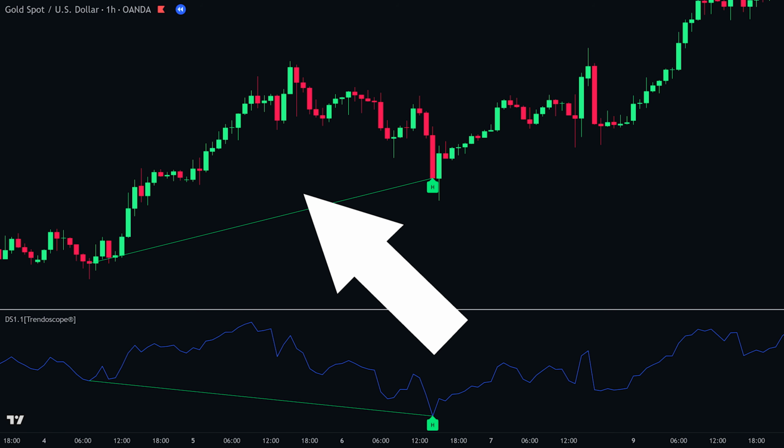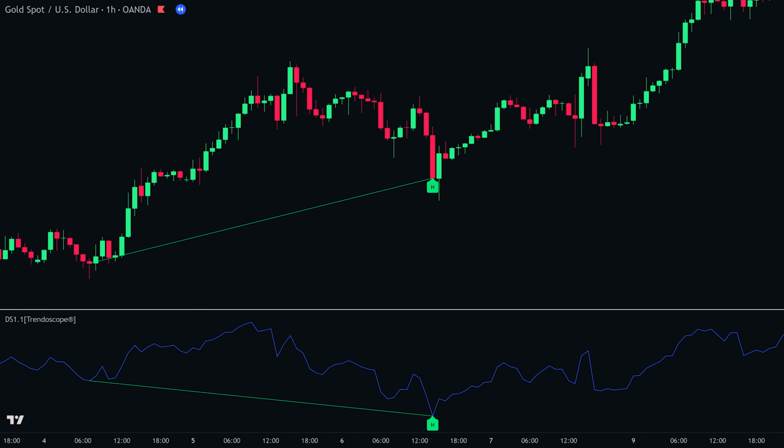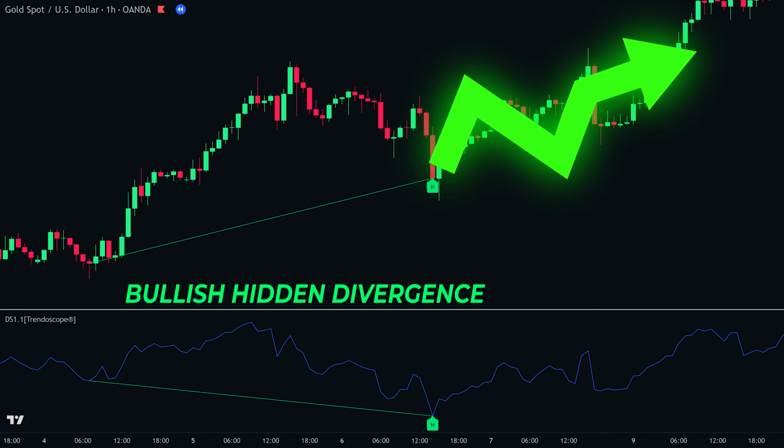Now let's look at the lime green line. This one is labeled with an H. It means a bullish hidden divergence. In this case, price makes a higher low, but the oscillator makes a lower low. That suggests the uptrend is still strong, and this is likely just a pullback before price continues bullish.